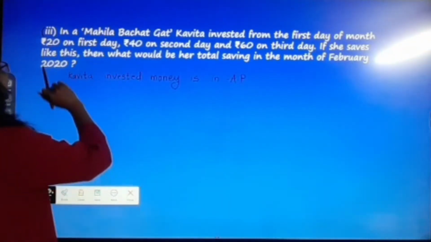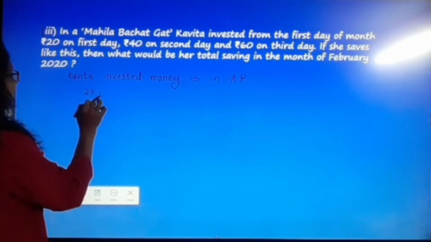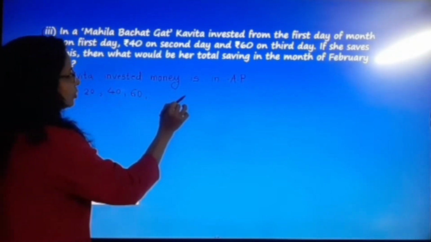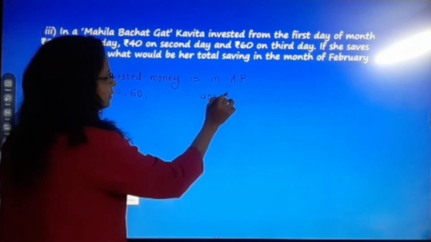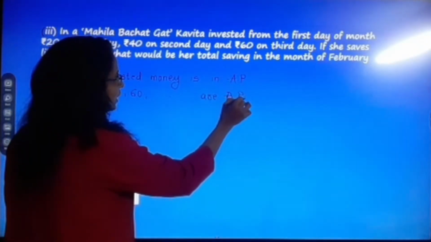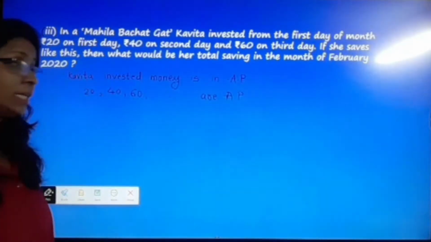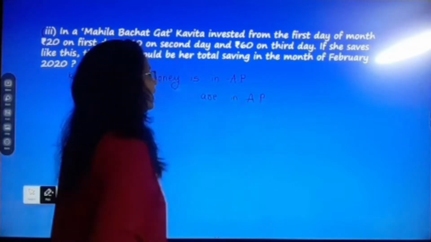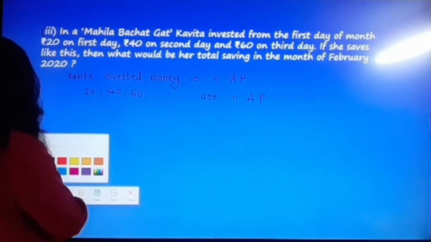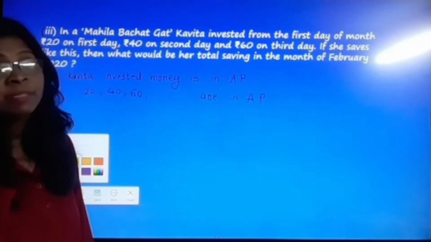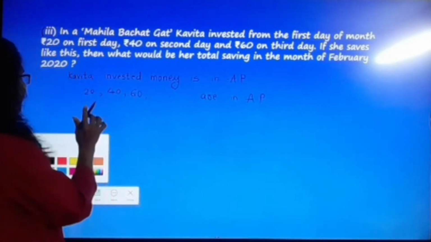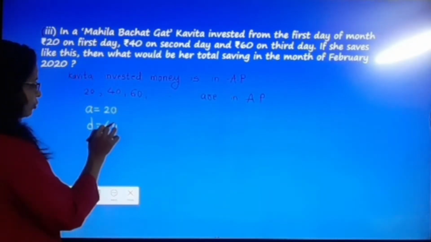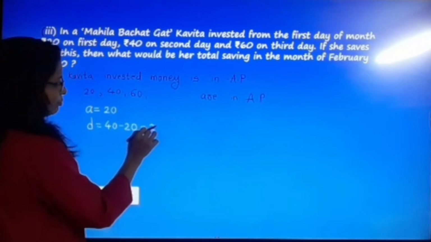Okay, so here we write down that 20, 40, 60, and so on are in AP. We write down that they are in AP. Okay, and then students, next one: if this is in AP, that means from the AP we write a is equal to 20, d is equal to 40 minus 20, and that means d is equal to 20.